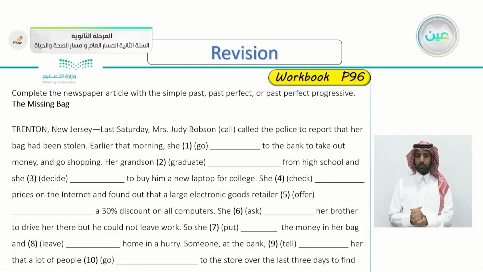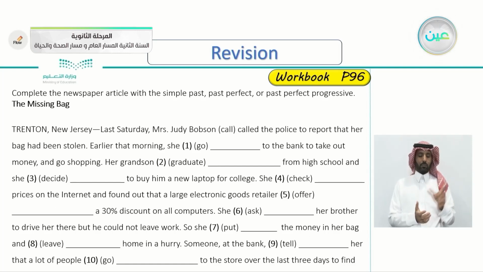So let's open our workbook on page 96. Complete the newspaper article with the simple past, past perfect, or past perfect progressive. The missing bag. This is the title of the article. So here we have a few gaps. We have to fill each gap with the simple past or past perfect or the past perfect progressive. So let's read it together.